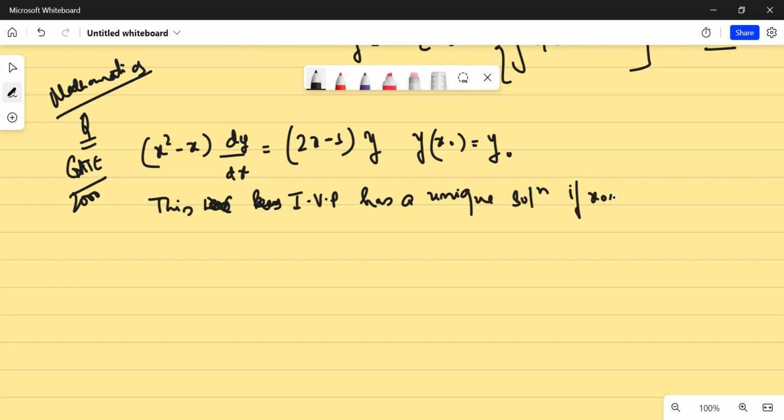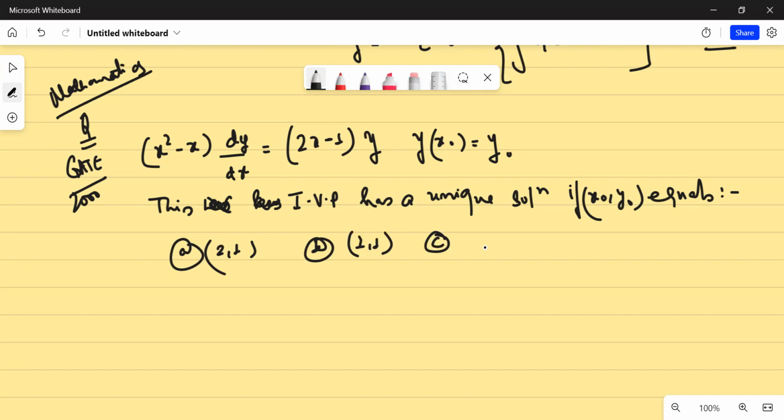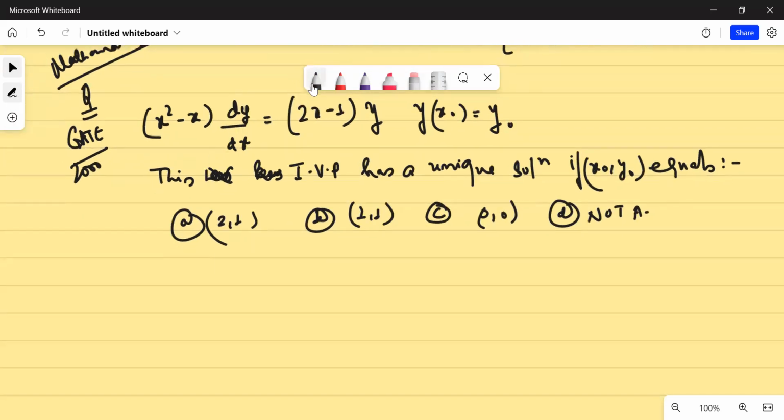If x naught comma y naught equals: option A is 2 comma 1, option B is 1 comma 1, option C is 0 comma 0, and option D is none of the above. Okay, so let us try to solve this differential equation.